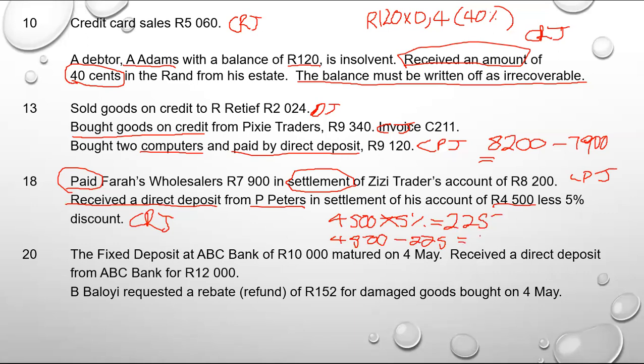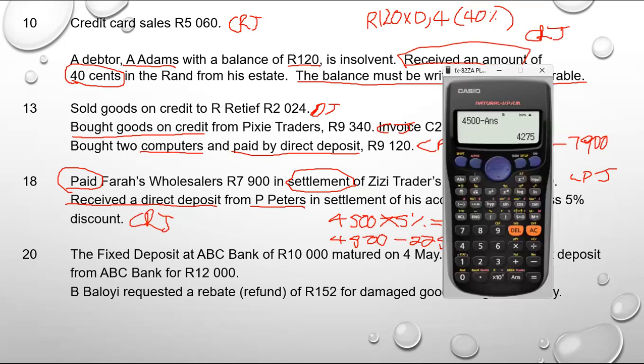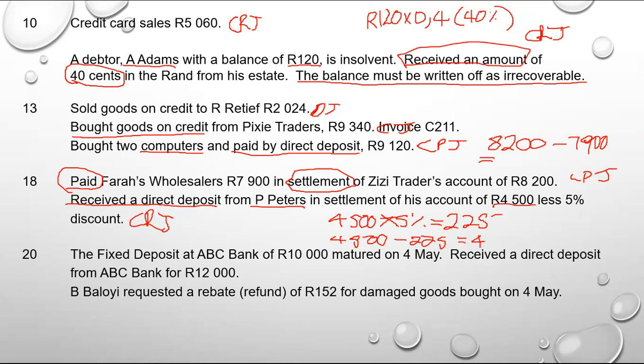It's 4,275. This is how much we received from this person. And when you add these two amounts, it means this person actually doesn't owe us anymore, because the 225 was a discount and we received 4,275. So how do we record this, guys?